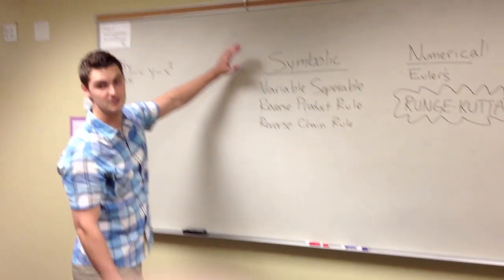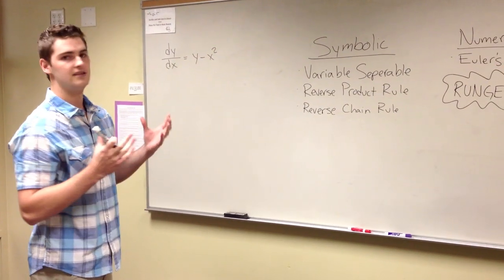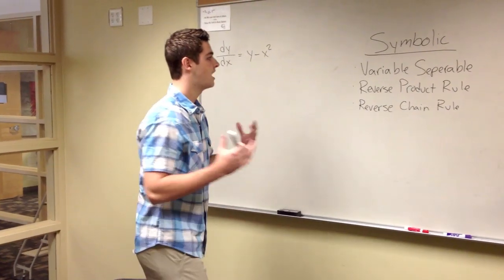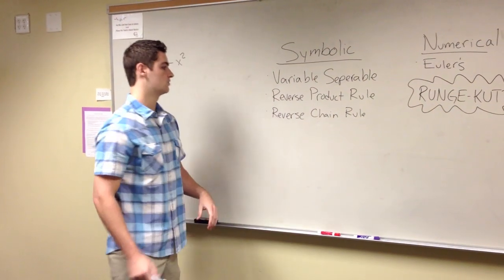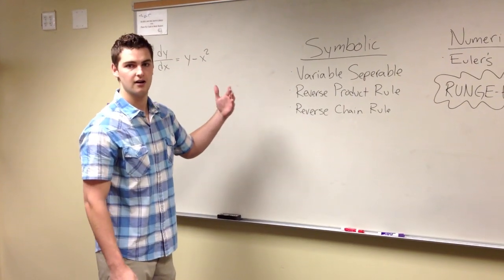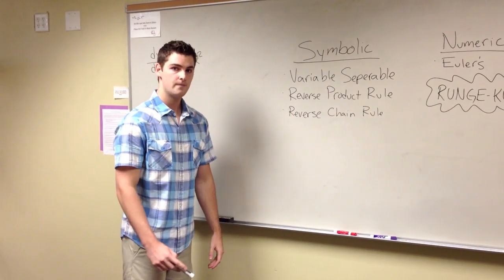The first of which are symbolic. That means we're taking the derivative and we're algebraically modifying it to get our y as a function of x result. Some of those were the variable separable method, reverse chain rule, and reverse product rule.